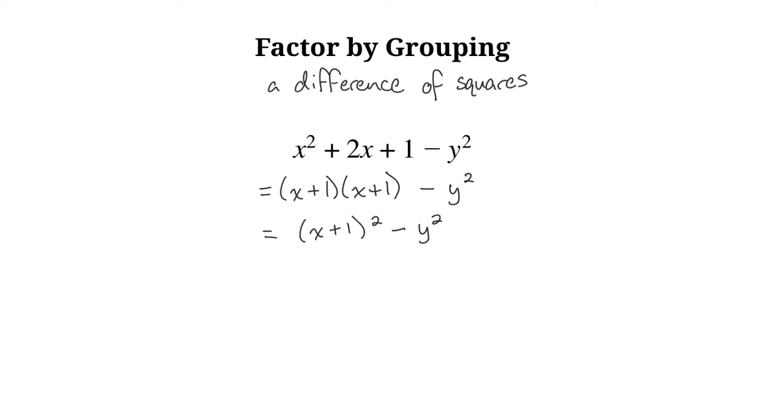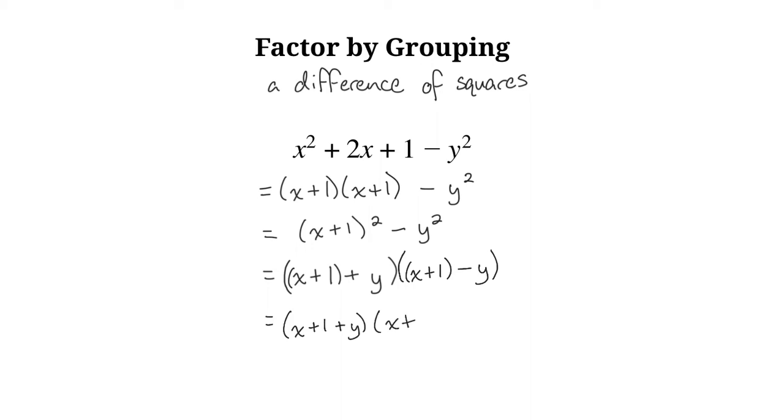So what we need to do is take x plus 1, which is the square root of x plus 1 squared, and then y is the square root of y squared. We put a plus sign in between those two things. And then we write almost the same thing in our other bracket. So we have x plus 1, but we're going to have minus y this time. And we can actually get rid of these brackets here, so it's just going to be x plus 1 plus y times x plus 1 minus y. And there you have it. That is the factored form of our original expression.